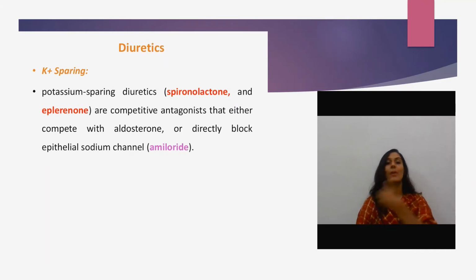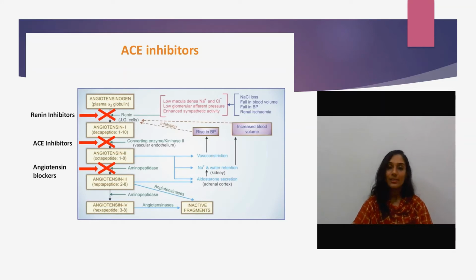Then potassium-sparing diuretics, for example spironolactone and eplerenone, are competitive antagonists that either compete with aldosterone or directly block the epithelial sodium channel. Now, ACE inhibitors: always when there is lower blood pressure, there is a body mechanism where the kidney starts releasing renin.